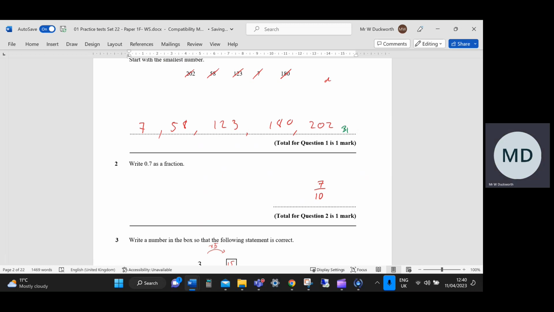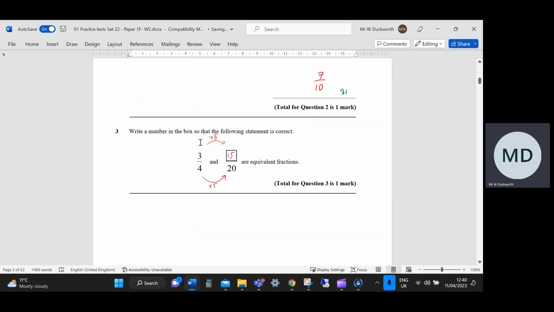For the second question, we are looking at another B1. It does say you could have had equivalent fractions, so 70/100 is also given as an example that would work. 14/20 would also work. And then for question 3, write the number in the box, we're looking at 15 for a B1 mark.